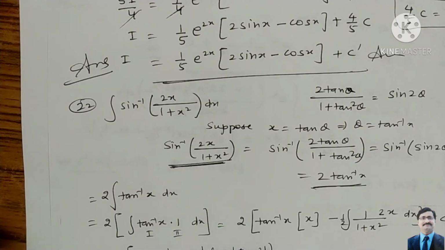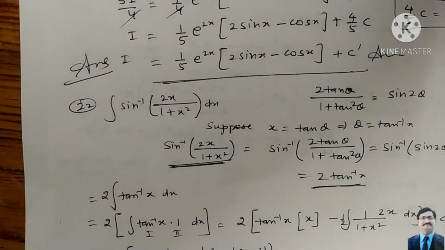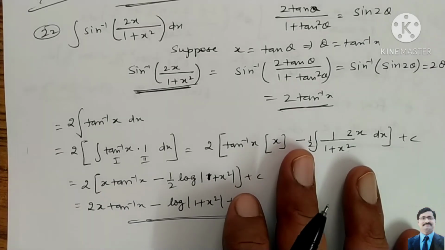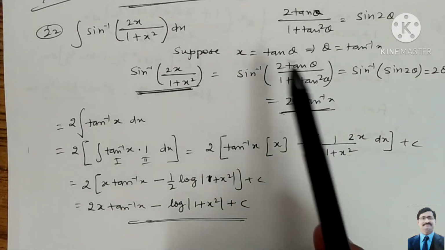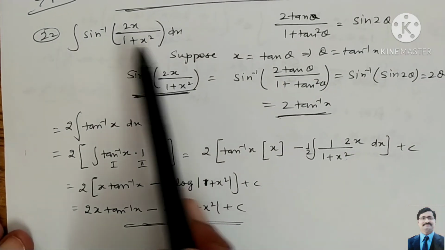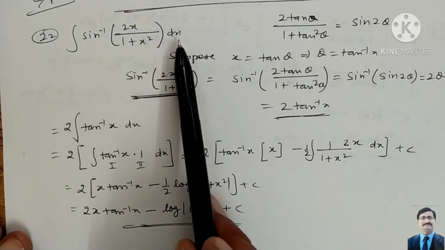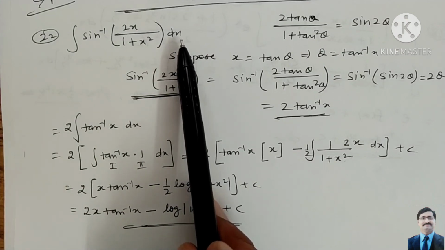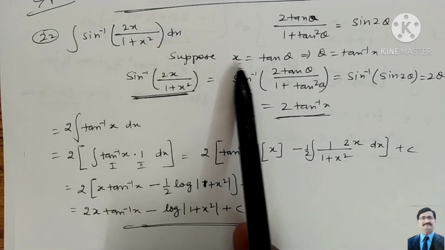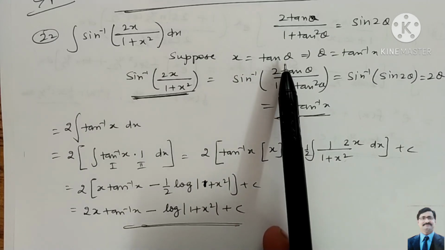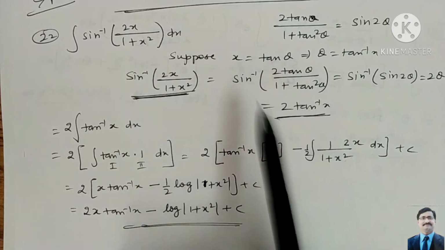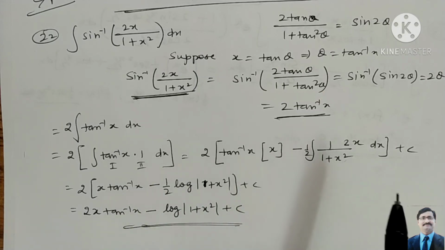So this is one method, and here one more method is that you can write this 2 theta, and in place of dx we can write dx equal to sec square theta d theta. Also you can change it like this, and then also you can do. So this method is, I think, a good method, so you can do this method.